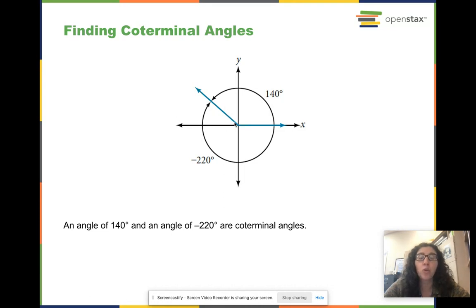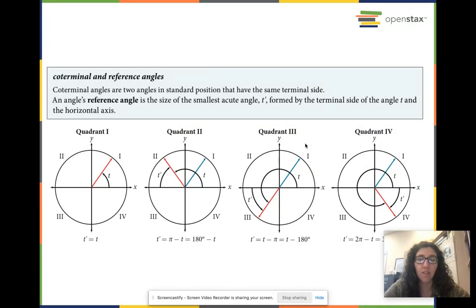So those are what we call coterminal angles. Ways we can describe an angle where the terminal side is at the same spot. We end up at the same spot. Those are coterminal angles. So let's talk about those for a minute, and let's also talk about reference angles. We've also talked about these just a little bit. So coterminal angles are two angles in standard position that have the same terminal side, just like we talked about in the last slide.